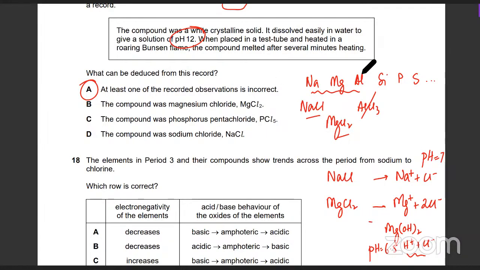Aluminum chloride will also react with water. It will form aluminum hydroxide, strong hydrolysis, resulting in HCl being produced, right? Silicon chloride does the same. If you react it, it forms silicon hydroxide and will form HCl, right? The same happens with phosphorus chloride as well. PCl3 reacts, forming phosphorous acid and HCl. So they're all acidic, except for NaCl. No one is alkaline. Is this clear?